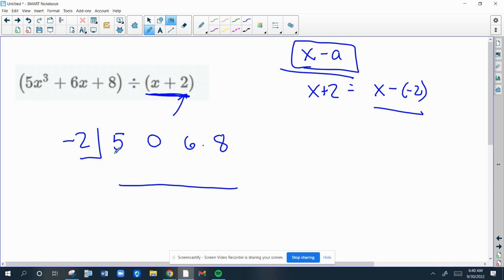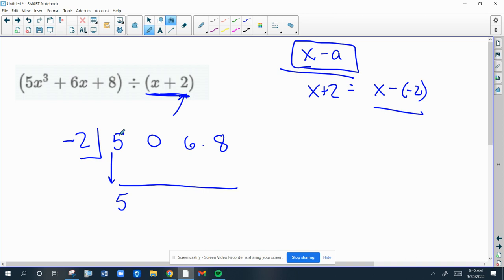You always bring down this first number all the way to the bottom here. And then you multiply this by the number in this little box. So negative 2 times 5 is negative 10. Write the number up here and add. And then you repeat. You do this a couple times and it's very simple and you'll get the hang of it.